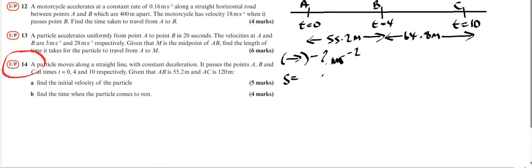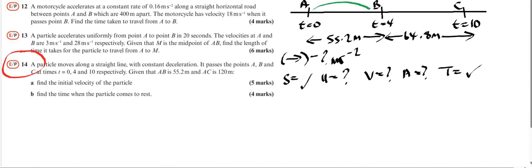So if we think of SUVAT: distance, yes; initial velocity, don't know; final velocity, don't know; acceleration, don't know; time, we do know. The problem with this question is it doesn't fit into any of our equations at the moment, so we need to do something a bit clever. We've got two things that we don't know, two of either u, v, or a, so we're going to make ourselves a simultaneous equation.